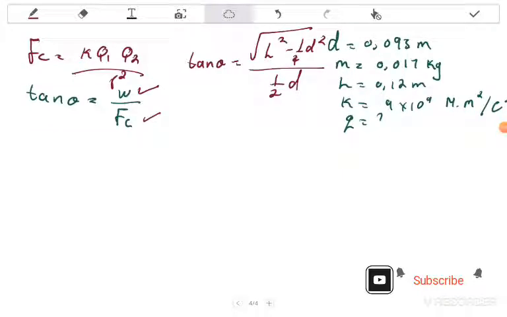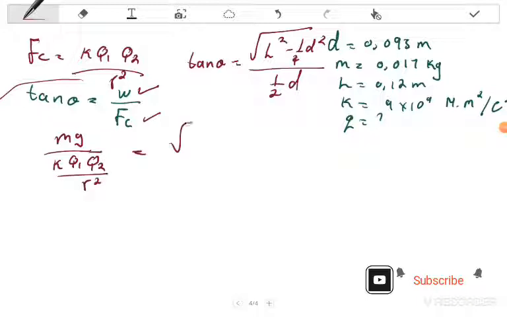Okay, so what you have to do now is just equate these two equations, this one here and this one here, because both of them are equal to tan theta. So I'm going to do this quickly. We know that weight is just mg over Fc. We know that Fc is kQ1Q2 divided by R squared, which is equal to the square root of L squared minus 1 over 4 D squared, divided by half D.